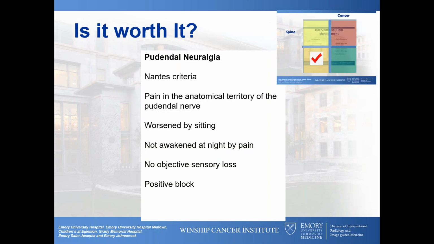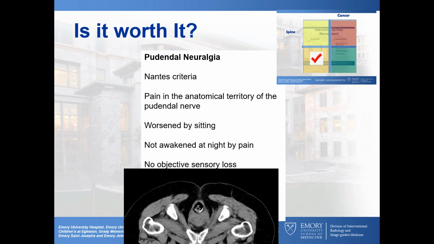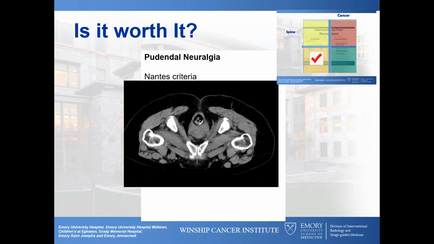And then objectively, is it worth it? So pudendal neuralgia is a condition that is well described. The NANS criteria are 30 years old. These are those diagnostic criteria. And so we can put this disease in a box, we can quantify it, we can classify it, and we can manage it here. So I've told you subjectively, is it worth it?